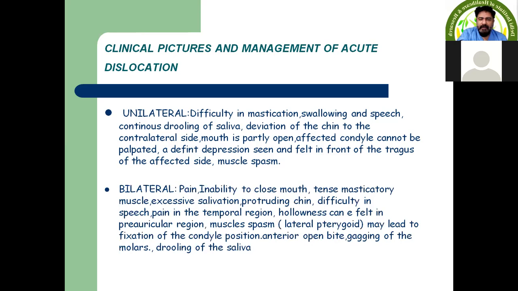In bilateral dislocation: pain and inability to close the mouth, tense masticatory muscles, excessive salivation, protruding chin, difficulty in speech, pain in the temporal region, hollowness felt in the preauricular region. Muscle spasm may lead to fixation of the condyle position, anterior open bite, gagging of the molars, and drooling of saliva.